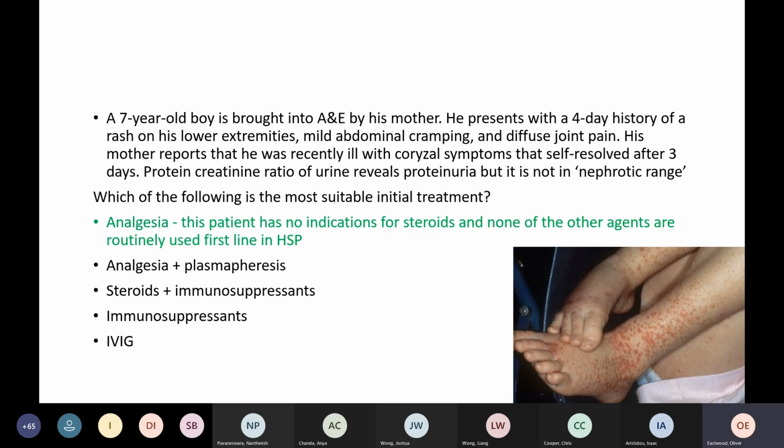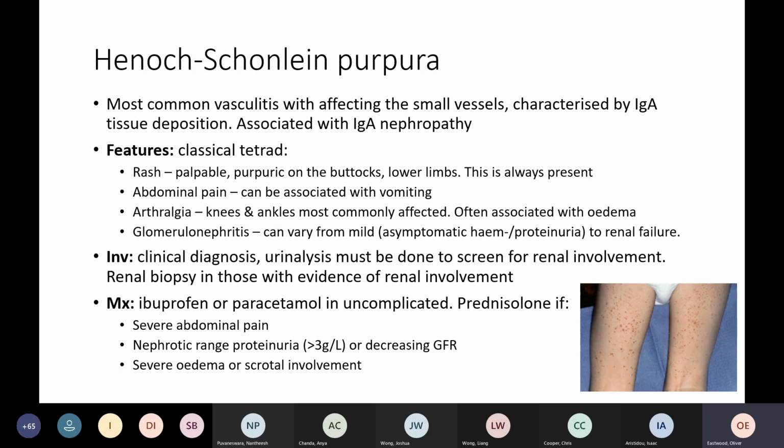So I very cheekily reused an SBA from my renal lecture last year. I did so because I wanted to labour the point that in HSP, you'd only go for analgesia as your standard management, unless you have a few criteria that I'll show you now.